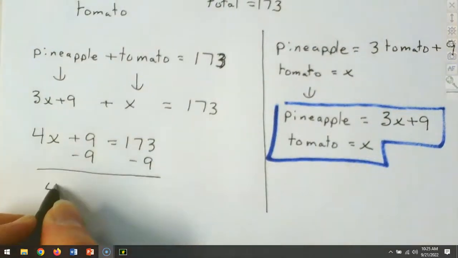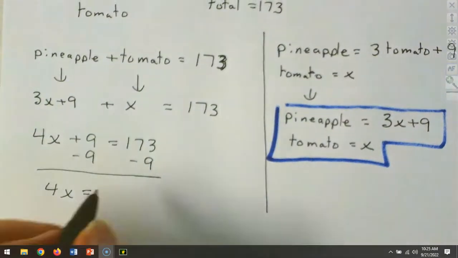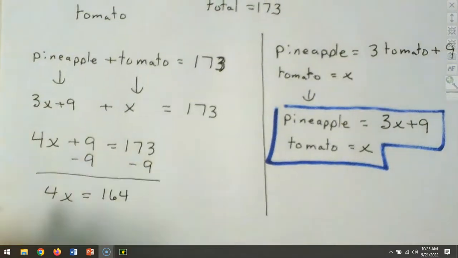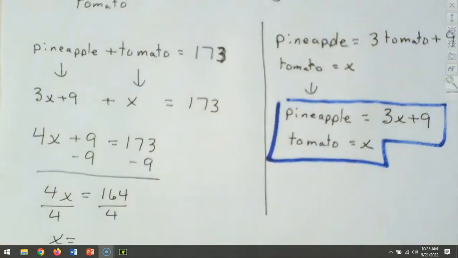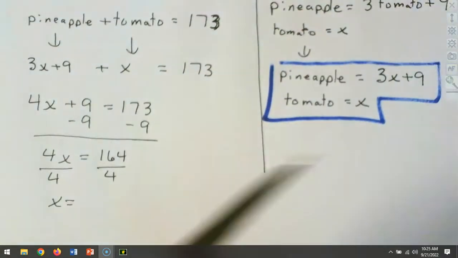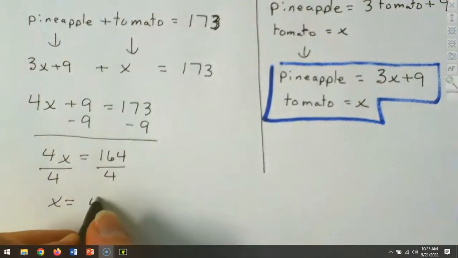And that gives you 4x now equals 164, I believe. But I always double check myself. So 173 minus that 9. Okay, that does give me that 164. We'll divide by the 4. And what is x now going to be? Okay, x comes out to be, when we divide by that 4, 41.